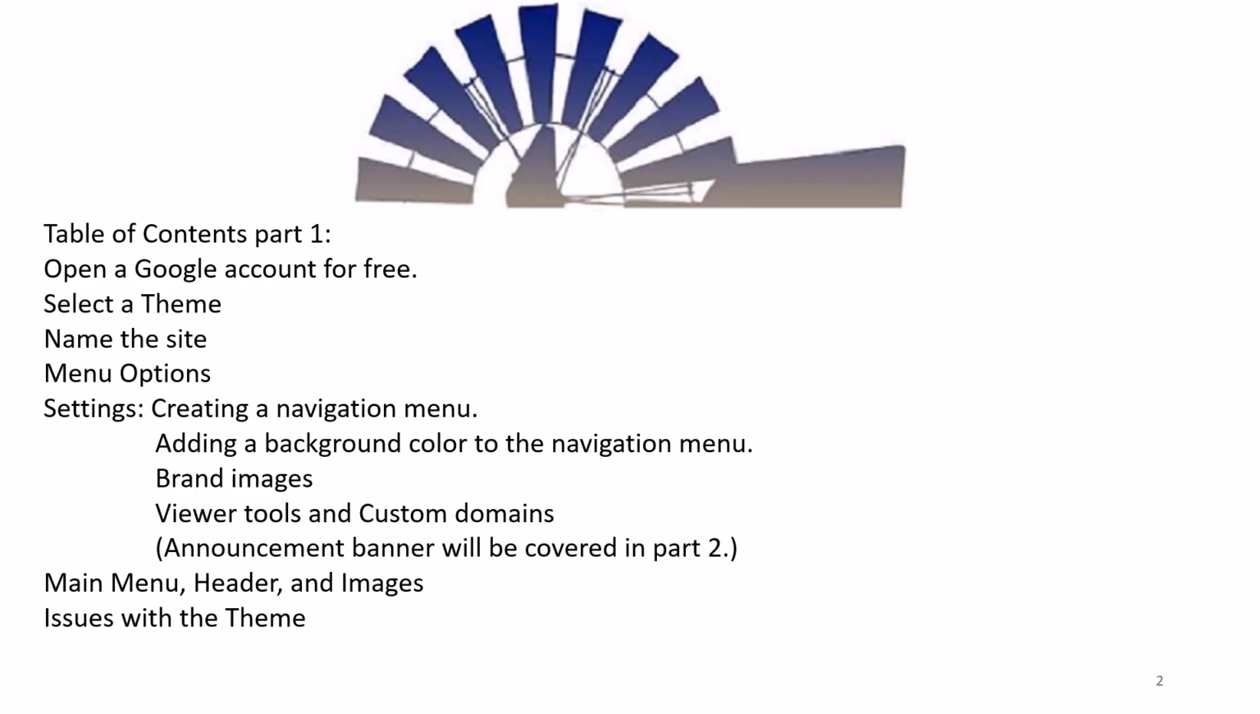Table of Contents, Part 1. Open a Google account for free. Select a theme. Name the site. Menu options. Settings. Creating a navigation menu. Adding a background color to the navigation menu. Brand images. Viewer tools and custom domains. The announcement banner will be covered in Part 2. Main menu, header and images. Issues with the theme.